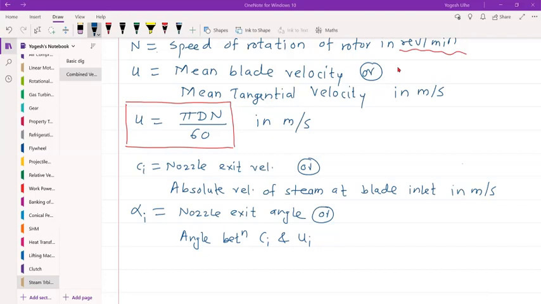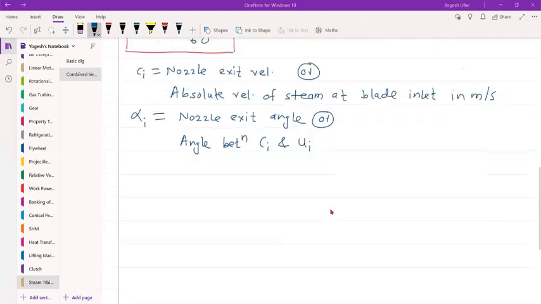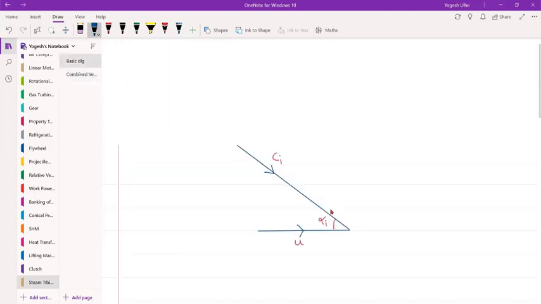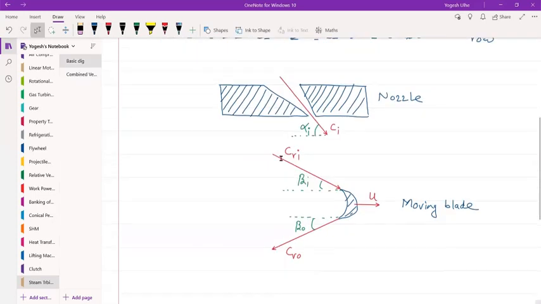Okay, everyone completed? Okay, good. Then after that, CRI. CRI means relative velocity of steam at blade inlet in meter per second. Guys, see this drawing. CRI means relative velocity at blade inlet.